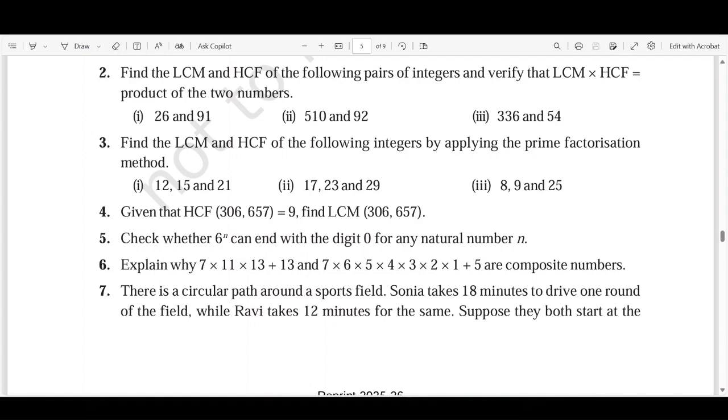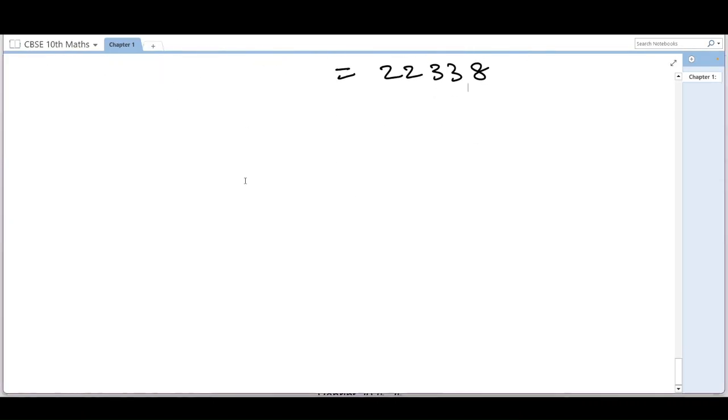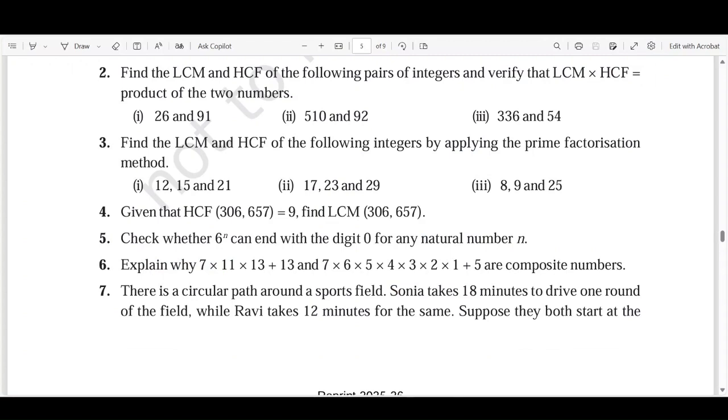Question number 5. Check whether 6 power n can end with the digit 0 for any natural number n. This problem is similar to that of the example which we have discussed, that is 4 power n. So in a similar way we have to do this. The same idea we are going to adopt here. So we have to check for any particular value of n, which is a natural number, 6 power n will have the value whose last digit will be 0.